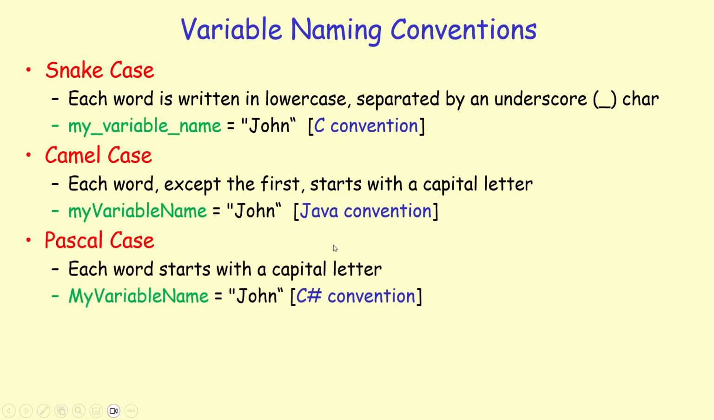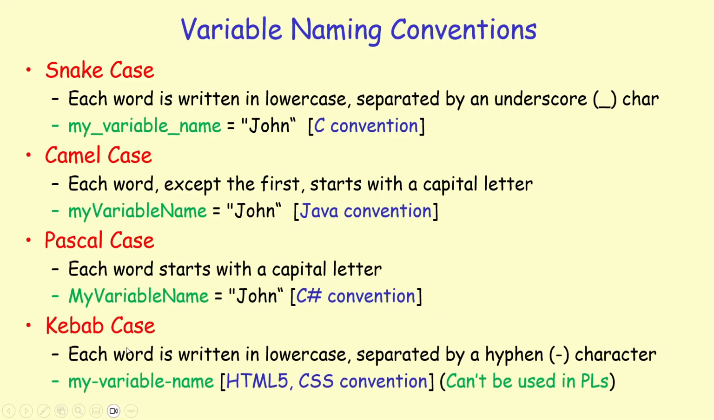Another convention is Pascal case, where every word starts with a capital letter, and this is the convention adopted by C sharp. Finally, you've got kebab case, which is where every word is separated by a minus or hyphen sign. Obviously, we know that hyphens cannot be part of a valid C++ variable name. So this is usually used by HTML and CSS. So it cannot be used by programming languages.